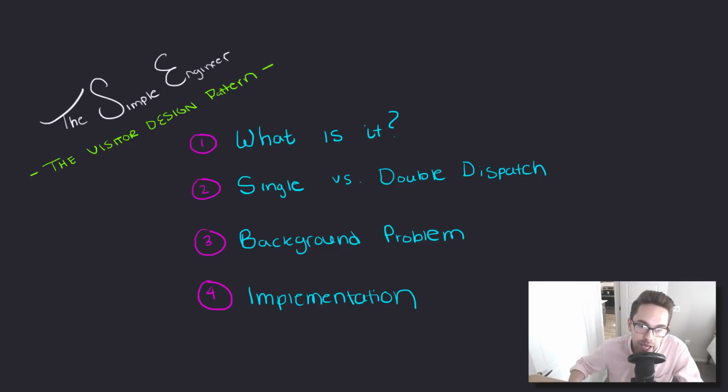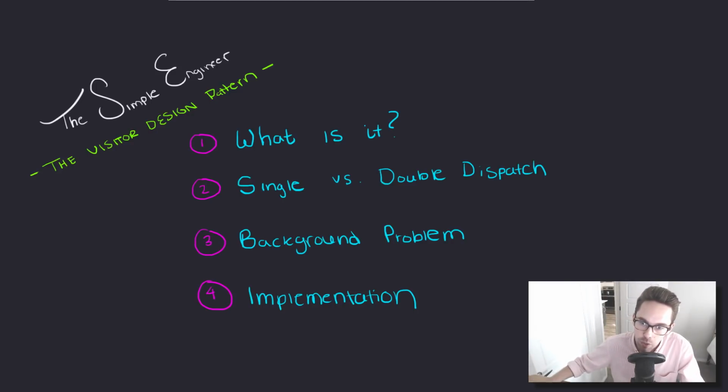We should be able to do it in a very extensible way. So if I want to create an evaluator for an animal, or I want to create a new method that says, hey, give me the noise this animal makes, I don't want to have to modify each individual animal class to be able to do that. So this is what the visitor design pattern solves.